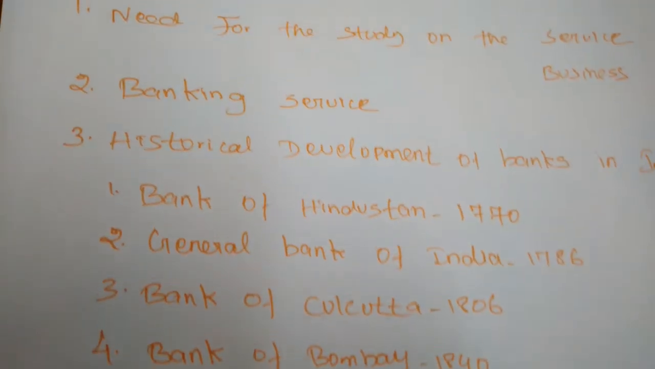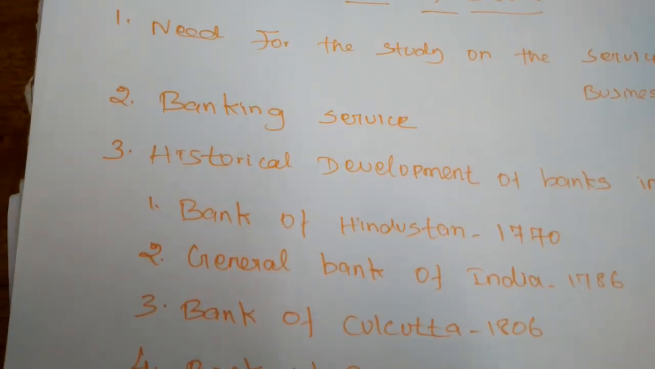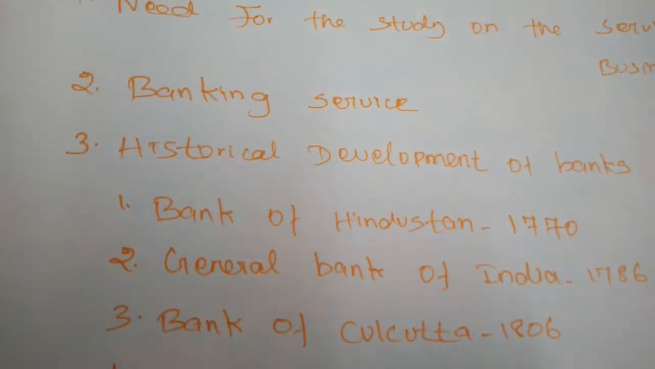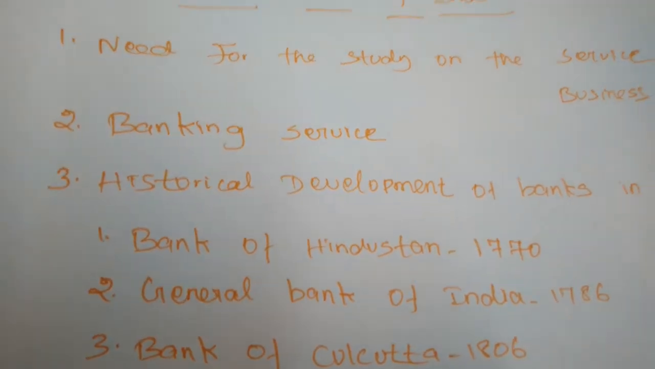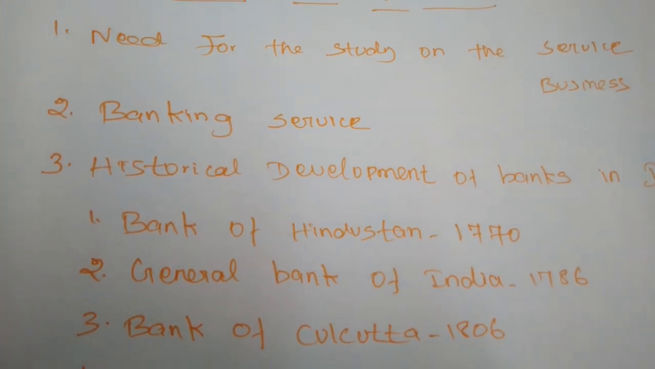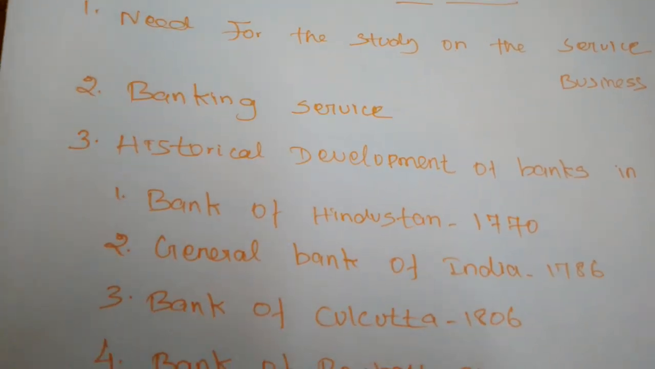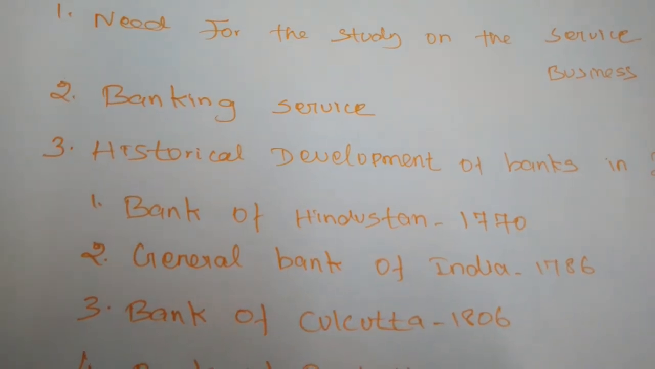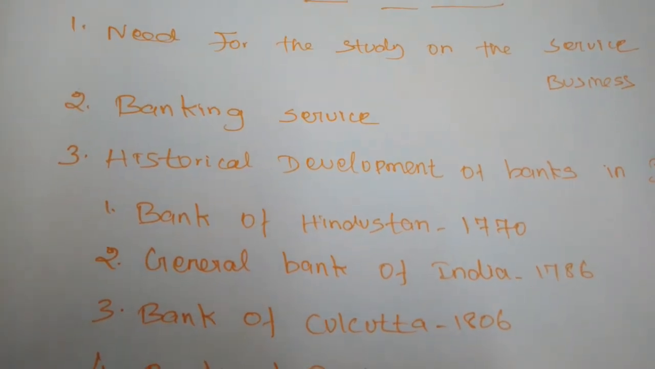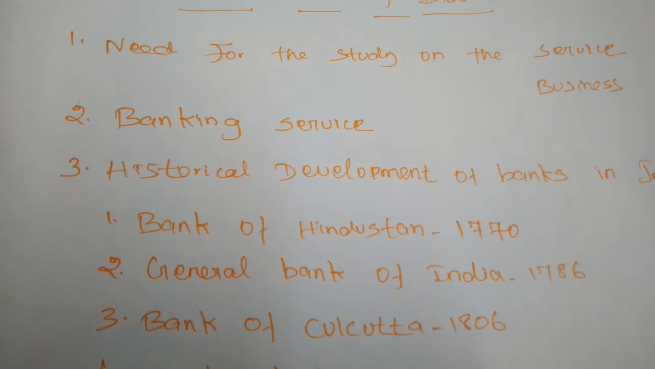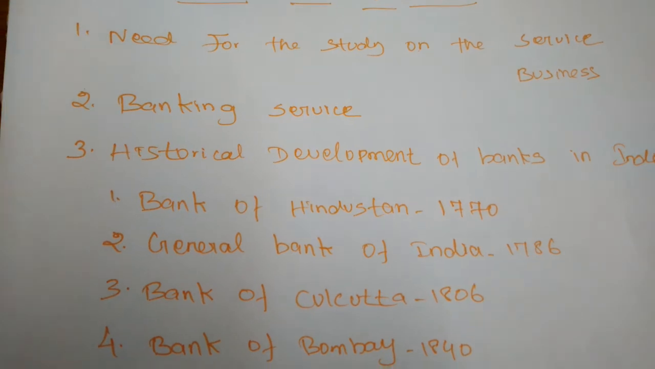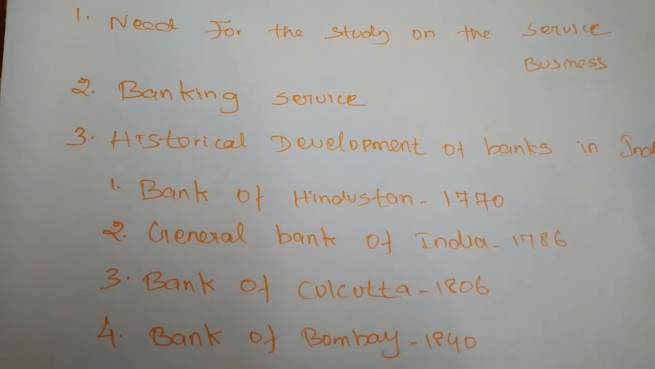So the banking service is the nerve center of industry and commerce in our country. Not only in our country, in all countries the banking sector is considered the nerve center, because both sectors need financial assistance for the extension of their services. Whenever they need financial assistance, the banking service provides the required amount. So it plays a vital role by providing the money required for their regular functioning and development.